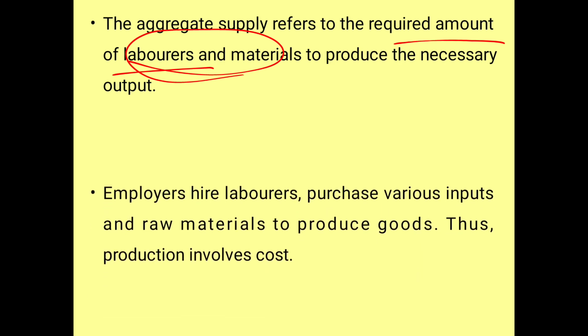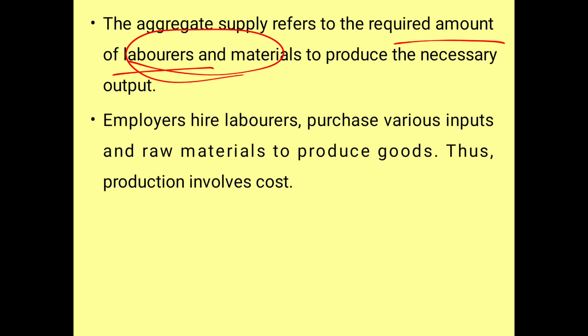So what do the employers do over here? They hire labor, or they purchase various inputs like raw material to make it into a finished product. So it involves some cost. Either you hire laborers, you give it for outsourcing, or you have to purchase various inputs, that is raw materials, from wherever you get them, and buy them for your manufacturing unit.